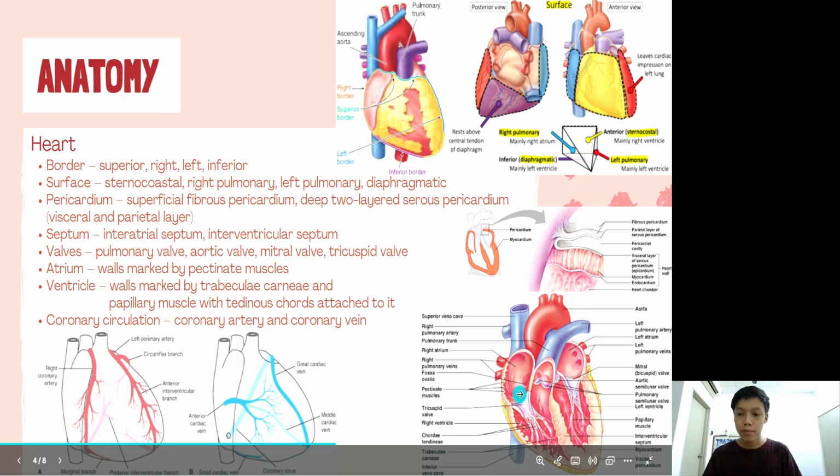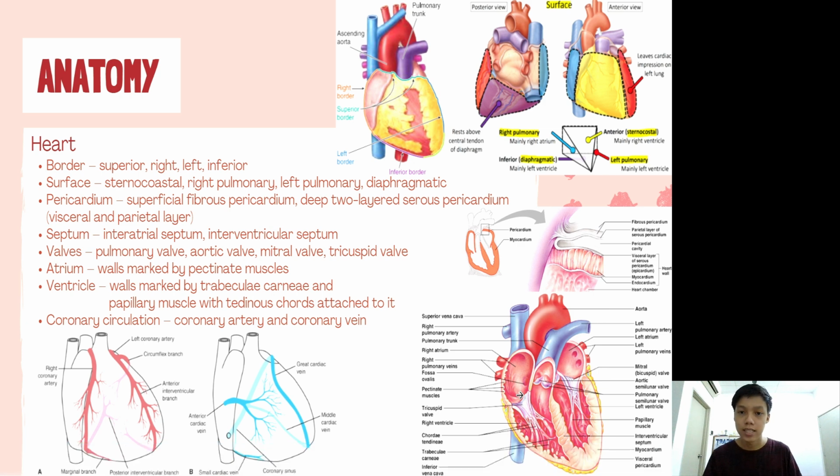And when we open up the heart and look at the atrium, we can see the walls are marked by pectinate muscle. It is actually a horizontal muscle fiber. And for ventricles, they are marked by trabeculae carneae and papillary muscle, and tendinous cords will be attached to all these papillary muscles, holding the cusps of the valves. And next, another important part is the coronary circulation.